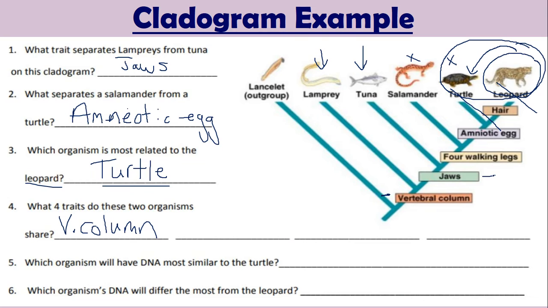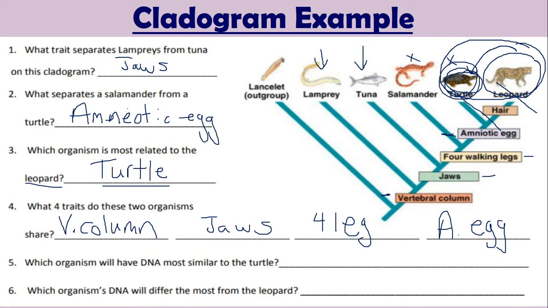The next one we see is jaws. They both have jaws. Next one we see, 4 walking legs. The last one we see is right here. It's the embryonic egg. We can't write hair because hair comes after the turtle line, and turtles don't have hair and leopards do. Which organisms will have the DNA most similar to a turtle? So we have a turtle. We need to go back one, and that would be the salamander.